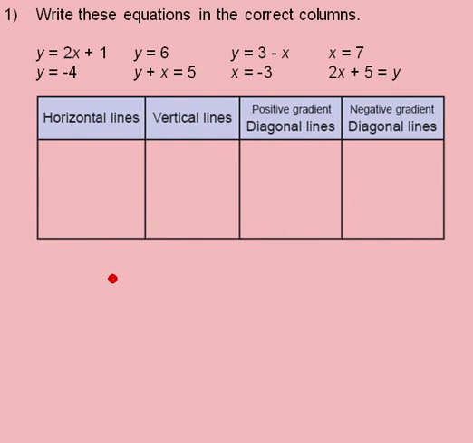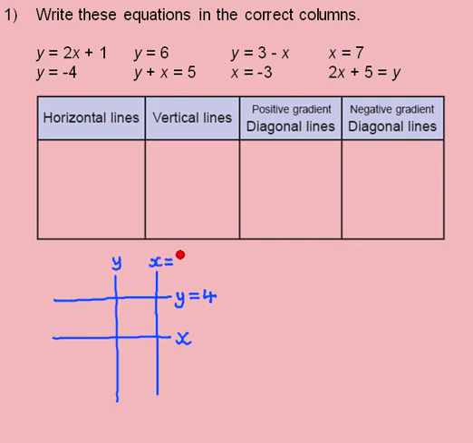We need to know off by heart that if we have a set of axes with an x-axis and a y-axis, any lines which go horizontally like this are y equals something. So for example, this could be y equals 4. Any lines which go vertically like this are x equals something. So this one could be x equals 5.